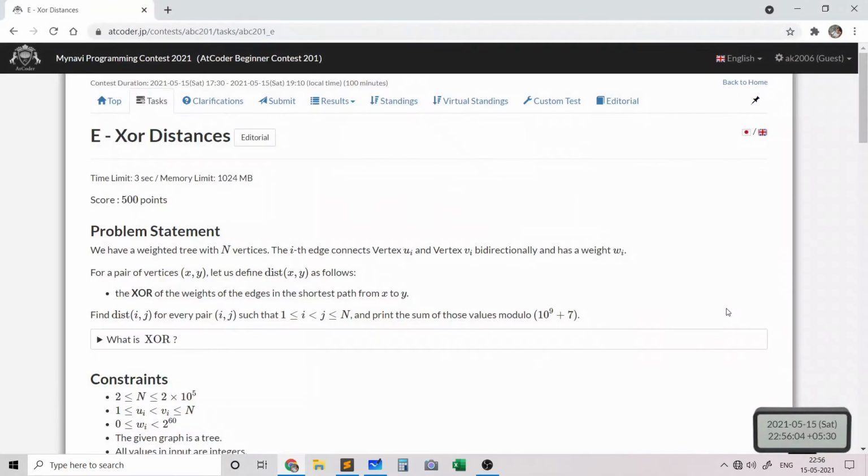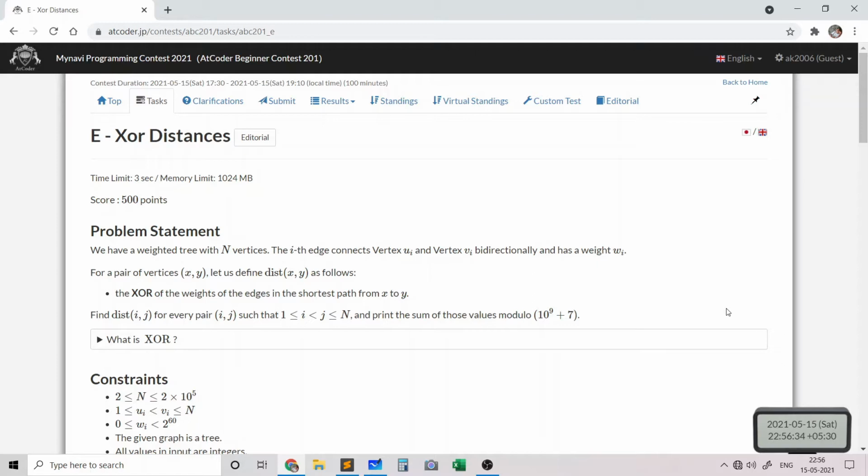Hello everyone, in this video I will go over my solution to the problem named XOR Distances. This is taken from today's AtCoder contest and is problem E. In this problem we are given a weighted tree with n vertices. The ith edge connects vertices ui and vi bidirectionally. So this is an undirected tree and that edge has weight wi.